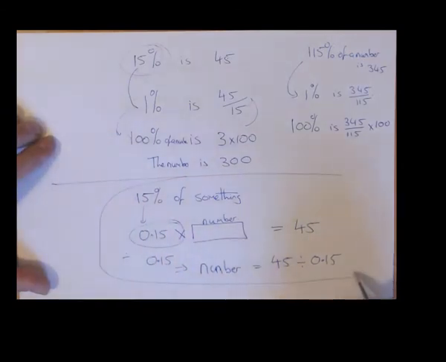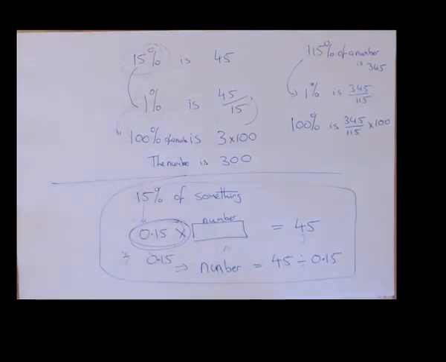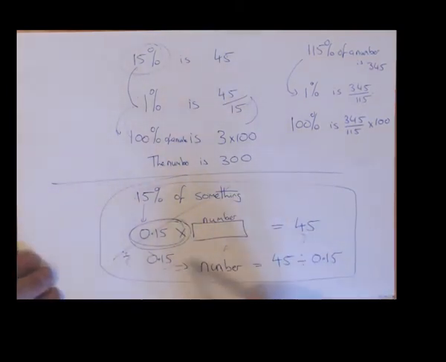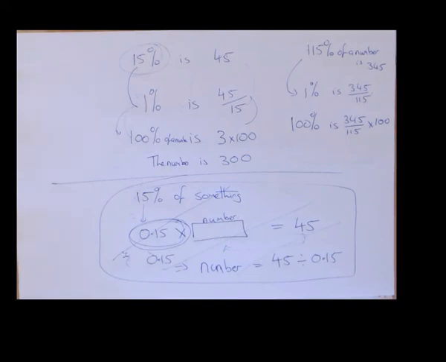If you understand this, that's fine. It's just undoing what we've done to something. To find 15% of it, we multiply by 0.15 to get to here. To get back to where we started, we do the reverse of what we did, which is the reverse of multiplying: dividing. If you don't understand this, don't worry about it. Just use the unitary method. It works out very nicely every time. Okay?